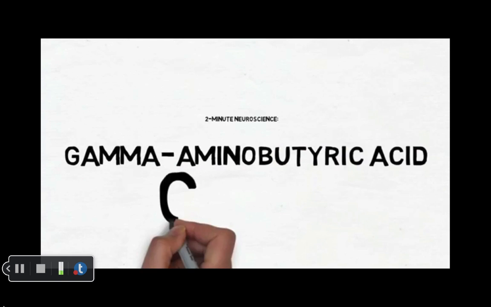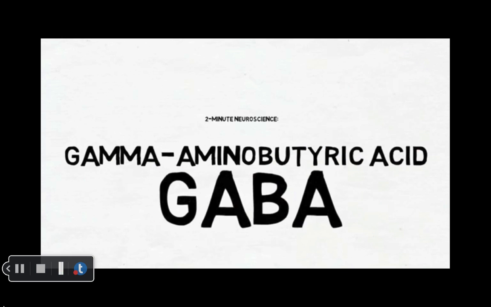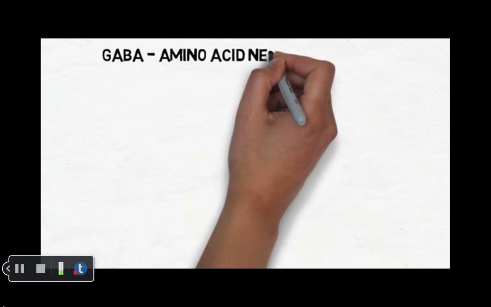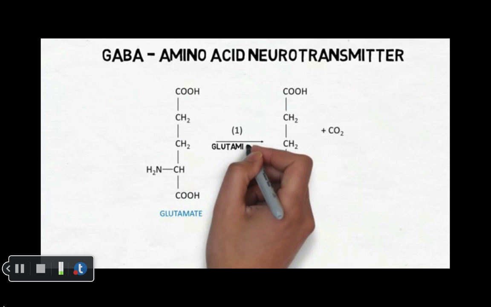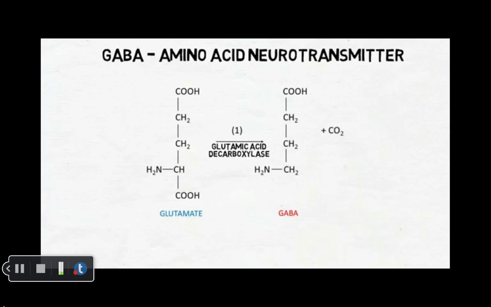I'll discuss gamma-aminobutyric acid, or GABA. Although GABA's primary function is as a neurotransmitter, it has the structure of an amino acid and thus is referred to as an amino acid neurotransmitter. It is synthesized from another amino acid neurotransmitter, glutamate, in a reaction catalyzed by the enzyme glutamic acid decarboxylase.